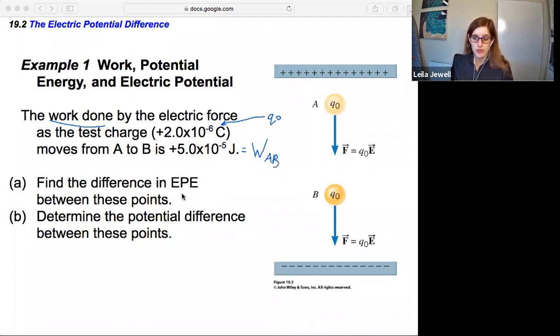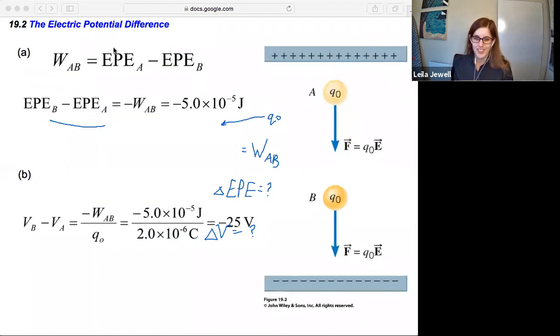Now, what are we solving for? Well, we're trying to get the difference in electric potential energy, so delta EPE, and we're also trying to get the potential difference between 2 points, so that's our delta V. All right, so thinking about the last slide, we should be able to do this, right?